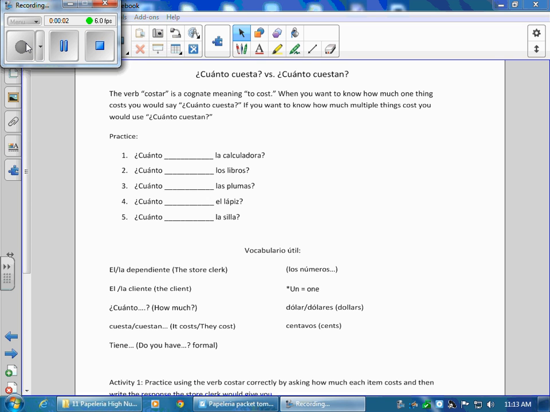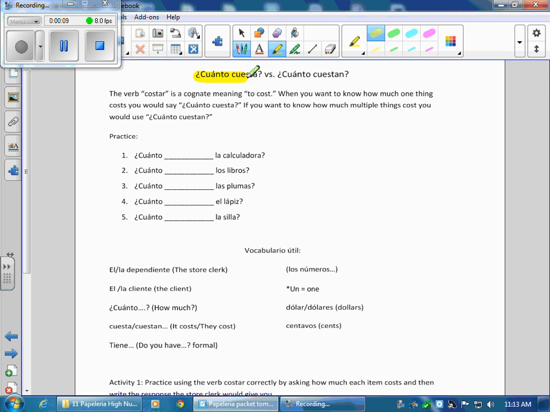Hola clase, hoy vamos a aprender las preguntas ¿cuánto cuesta? y ¿cuánto cuestan? So we need to know when to use each form of the verb costar. And the verb costar is a cognate, meaning to cost.